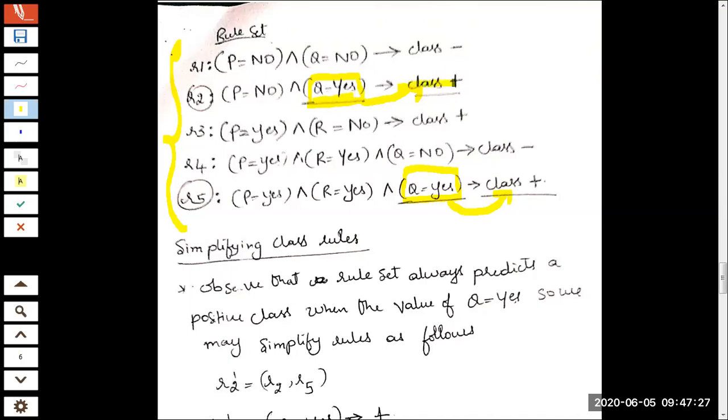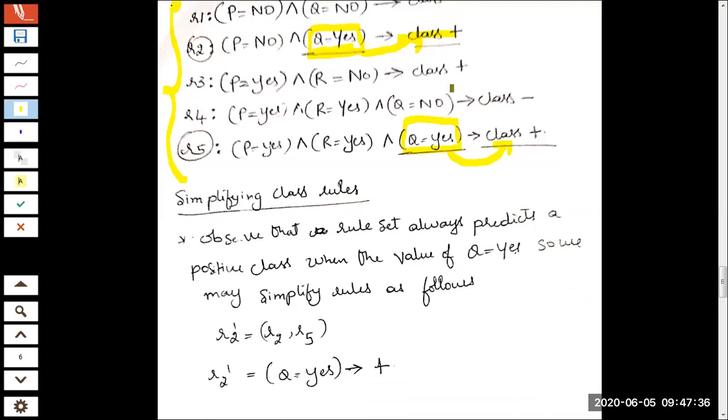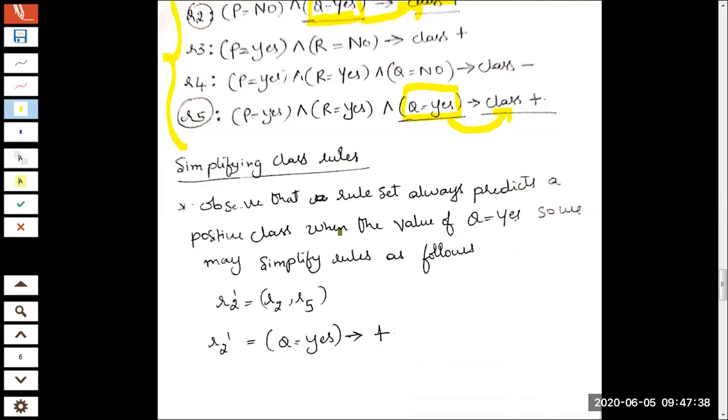Now, can I use this pattern or intelligent observation to my benefit in terms of computation? Yes, definitely. How can I use it? If Q equal to S, during verification of a new record, if you find Q equal to S, there is no need of verifying all the other stuff. Directly declare the record to be belonging to class plus. This is the optimization I was talking about.